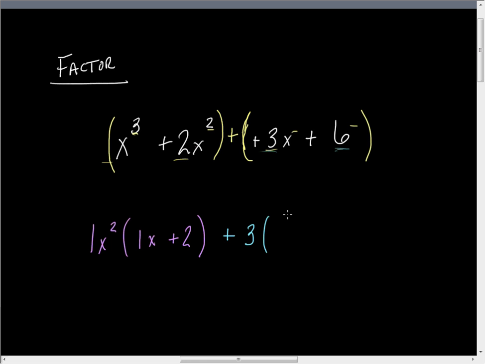3 divided by 3. You'll notice there's no x's in common with both, so I can't bring out any x's. So 3 divided by 3 is 1 x. Plus 6, so positive 6 divided by positive 3 is a positive 2. All right, now we're done. Or at least it seems that way.